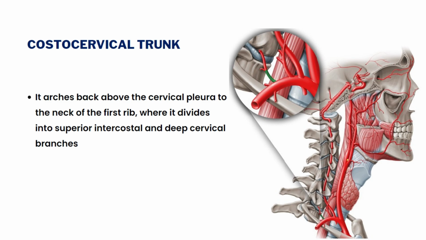Now let's talk about the second part of the subclavian artery, the costocervical trunk. It arches back above the cervical pleura to the neck of the first rib, where it divides into superior intercostal and deep cervical branches. The deep cervical branch provides supply for the last cervical and first thoracic vertebrae, posterior neck muscle and segment of the spinal cord. The supreme intercostal supplies the muscles, parietal pleura, and skin of the first two or three posterior intercostal spaces. So the origin of the costocervical trunk is located at the level of the lower pole of the inferior cervicothoracic stellate ganglion.